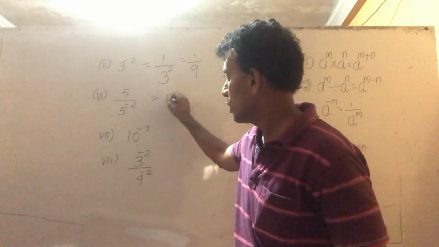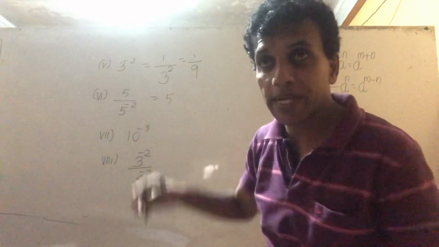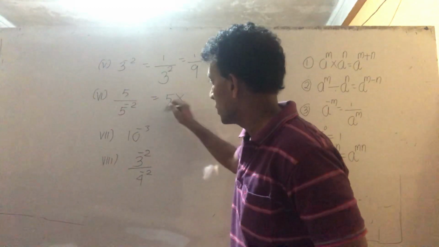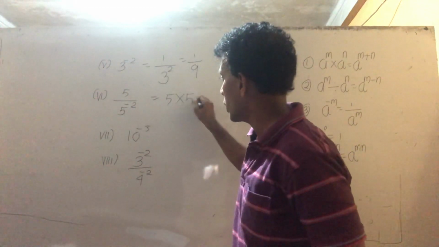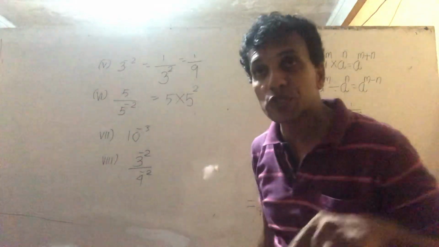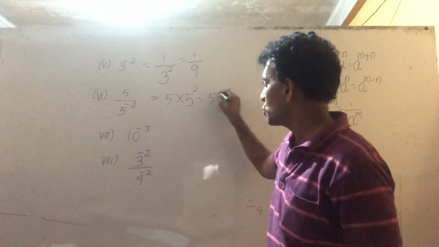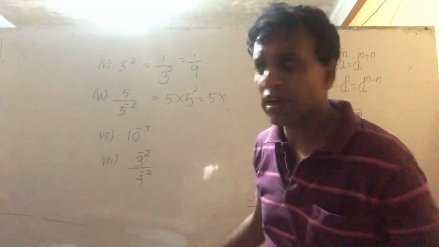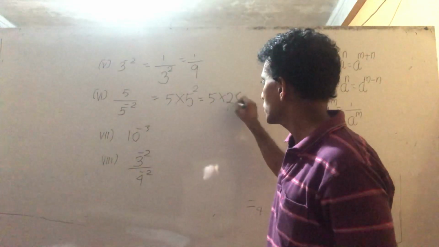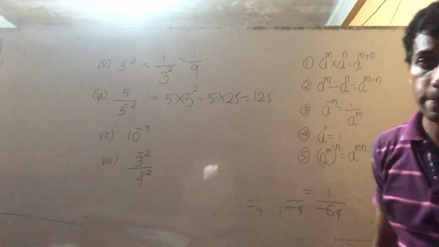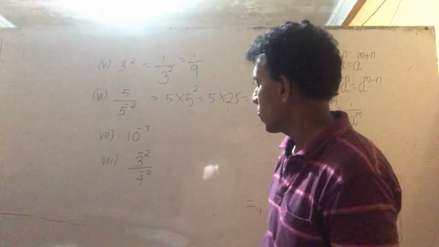So what? 5. As I mentioned many times, a minus power comes below, right up. You put a multiple. This up. 5 squared, no minus. So 5 into, what is 5 squared? 25. Multiple 125. That's the idea, right?